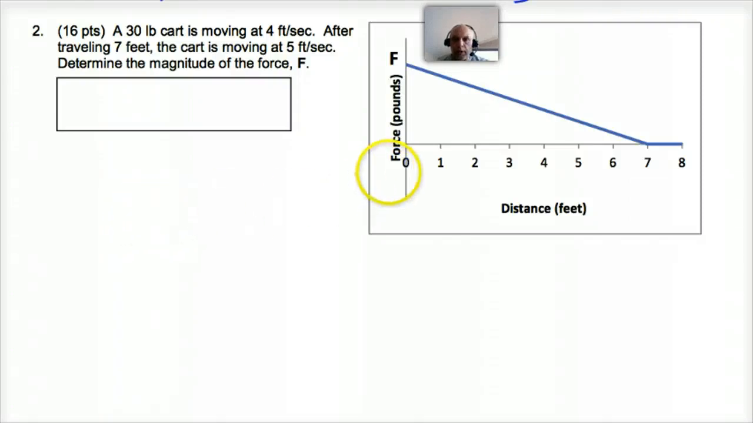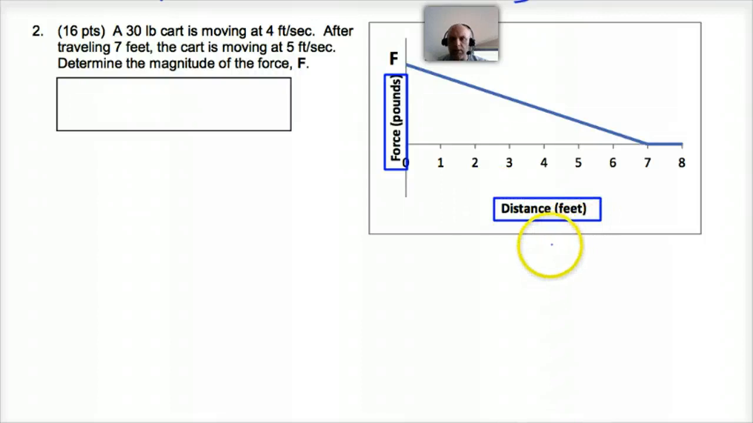Problem number 2, we're given a graph. So when we have a graph, we need to understand what it's telling us. So let's look at the graph. We have force on the y-axis. Okay, actually this is our force in pounds, and distance on the x-axis.